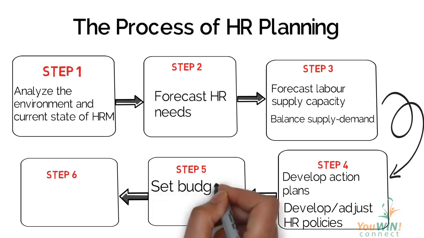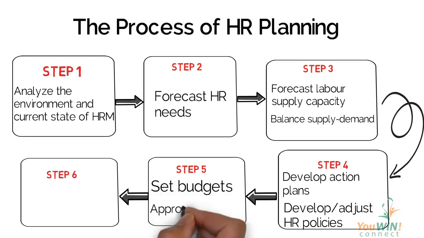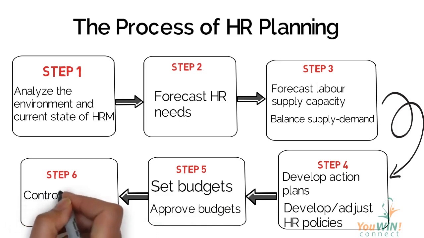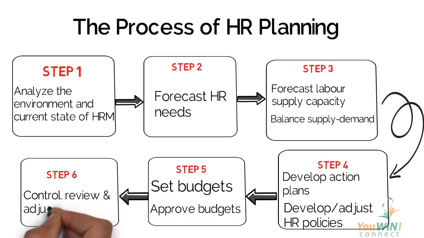In step 5, we set our budgets. We get them approved. And in step 6, this is where we look at, we control, we review, and we adjust the plan. It is a continuous process. When you review the plan, when you adjust the plan, then you can go back and revisit any of the other steps, the prior steps, and make the corrections there.